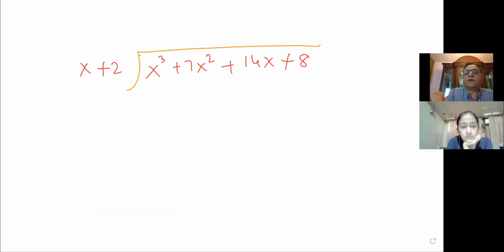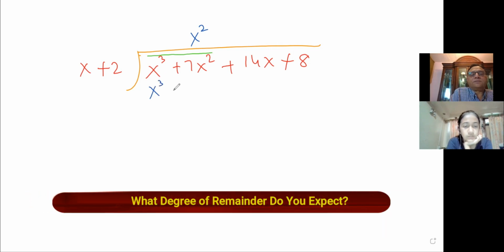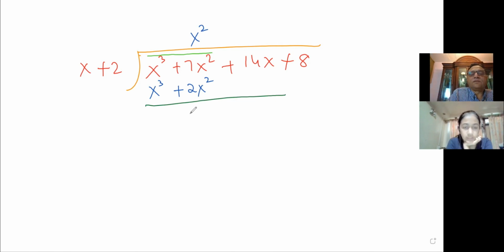How many terms should you consider? x plus 2. First two terms. What will come in the quotient? First you write x squared. And multiply right down. So what do we get here? Here we will get x squared. And take away. Tell me, what do you get? Plus, plus, minus. So we get 5x squared.